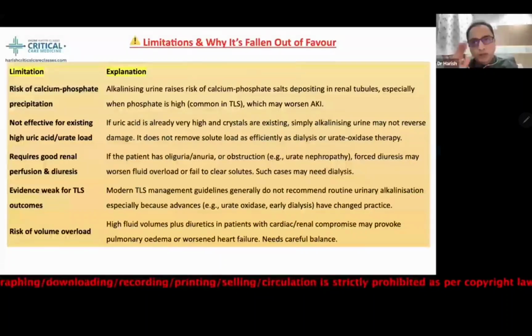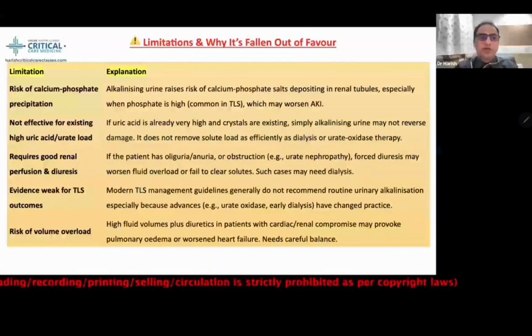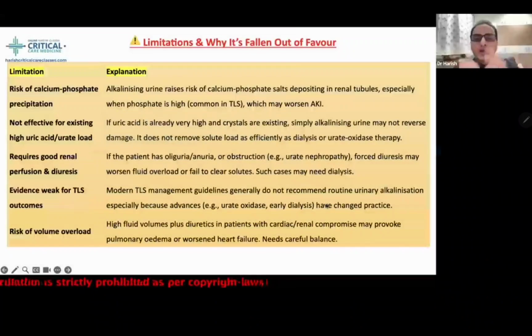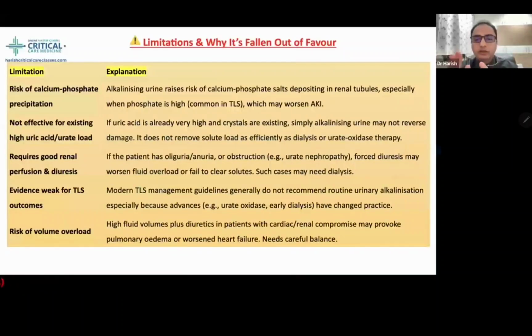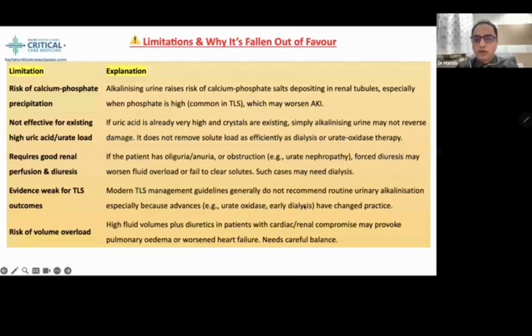Okay, ultimately they need dialysis. Evidence is weak in tumor lysis syndrome, so modern guidelines do not recommend routine urinary alkalinization, because we have advanced therapy like early dialysis or rasburicase, that is recombinant urate oxidase.